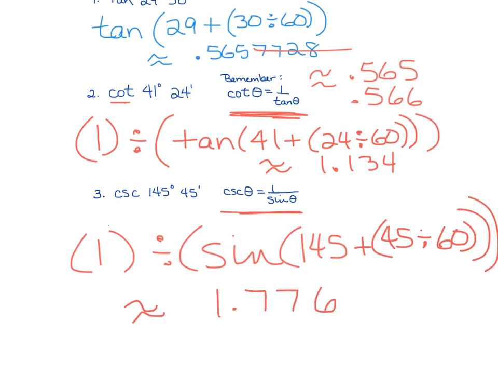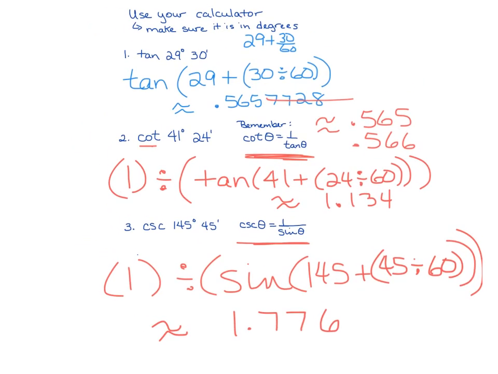1.776. Now, you should be making sure that these seem reasonable. Remember, cosecant has to be greater than 1, so this is reasonable. Tangent could be anything, so we really couldn't pay attention to that. It's all real numbers.